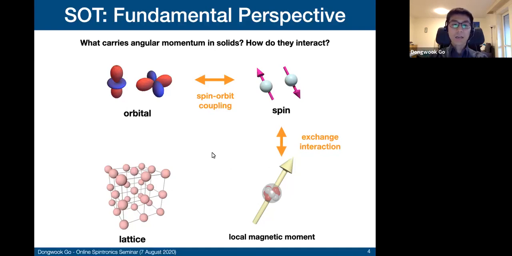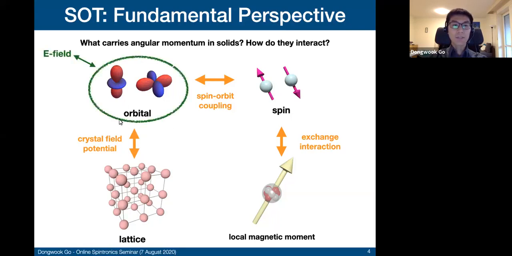metallic systems. For orbital, it doesn't directly interact with local magnetic moments, but rather couples to the lattice through the crystal field potential, essentially just a ligand potential. So from this fundamental perspective, spin-orbital torque can be understood like this. We perturb these orbital states by electric field, and something magical happens: the orbital will take the angular momentum out of the lattice and transfer its angular momentum to the spin through spin-orbital coupling.